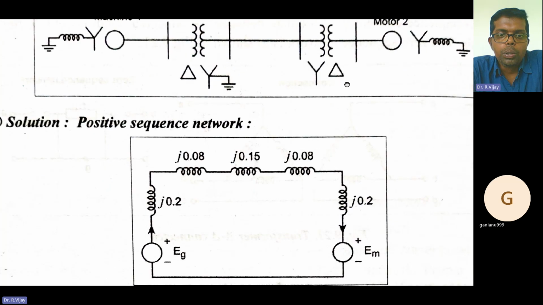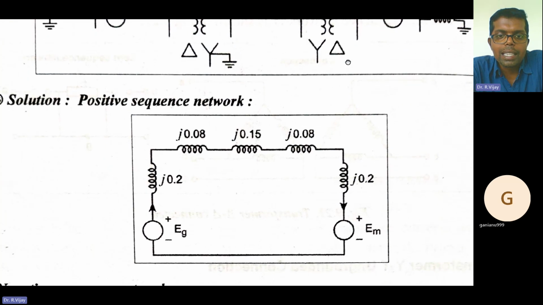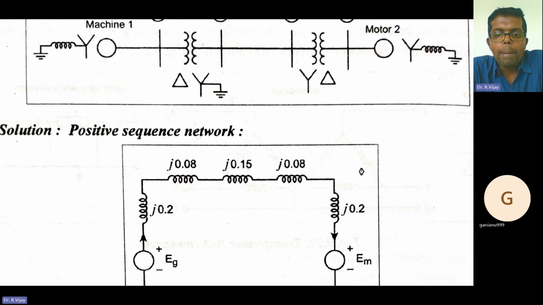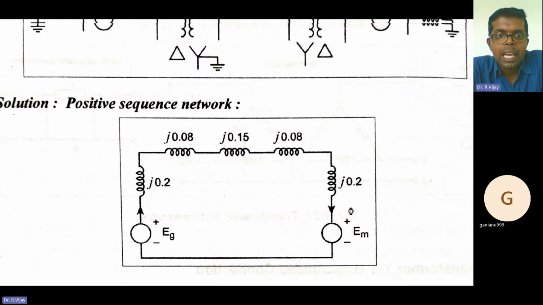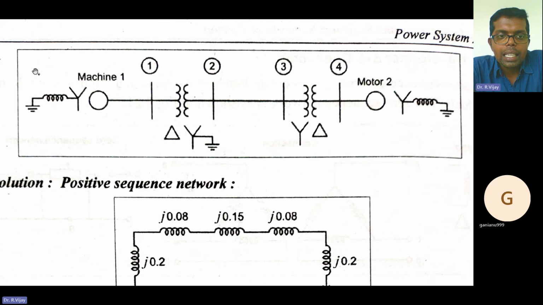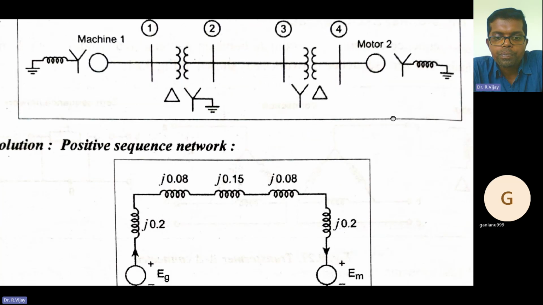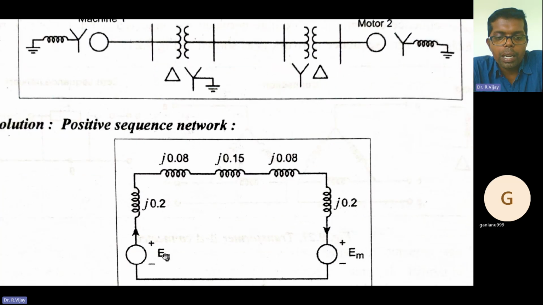Now first you need to draw the positive sequence network, by the values. Given in the problem, the first machine is a generator and the second machine is a motor. Here it is EG, the EMF generated in the generator. So for the positive sequence, here are the positive and negative terminals. Here motoring, here EM, the EMF generated in the motor. Here we are taking positive and negative.